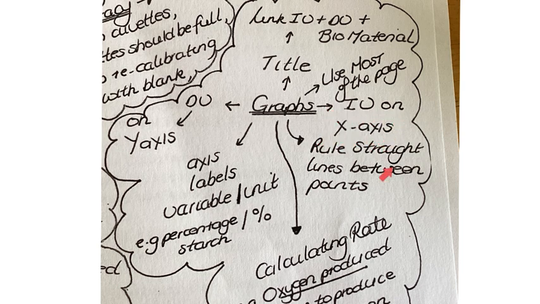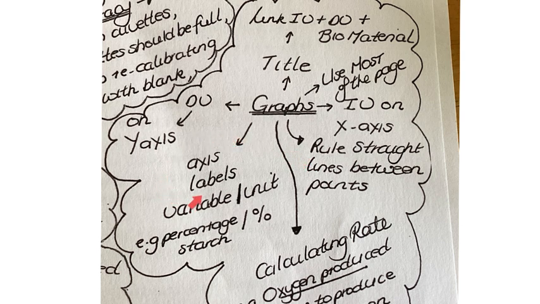that is on the x-axis. And when you're doing a graph, be very aware that you have to use most of the graph paper. So when you have plotted your points, rule straight lines between the points, but you have to be very precise with that. The ruler has to go into the middle of the point.